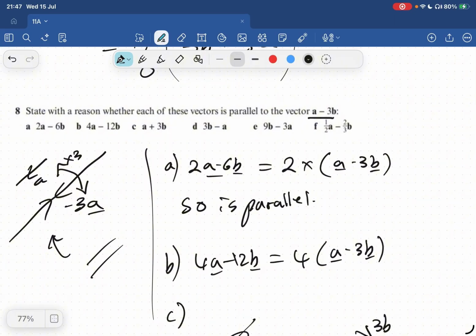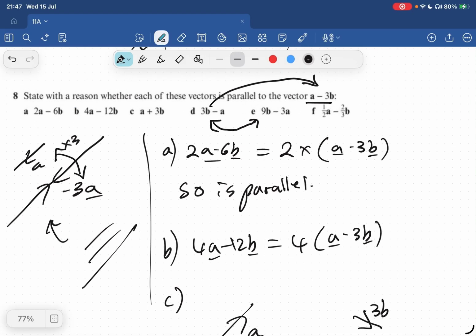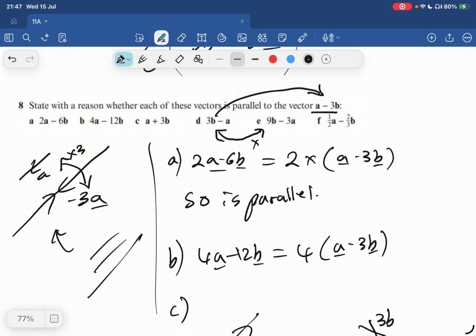Now 9b take away 3a. Well, we can compare these two directly. This was parallel to this. So if these two are parallel, then this third line, they're all going to be parallel to each other. And here you have this scale factor of times 3.